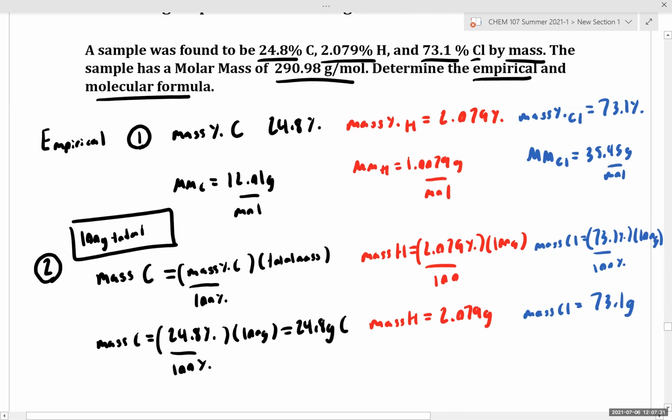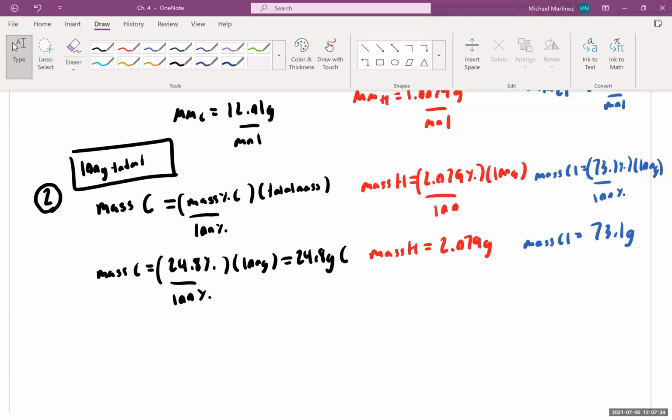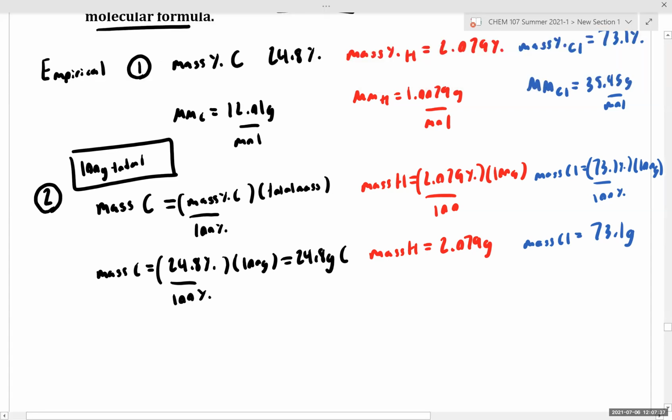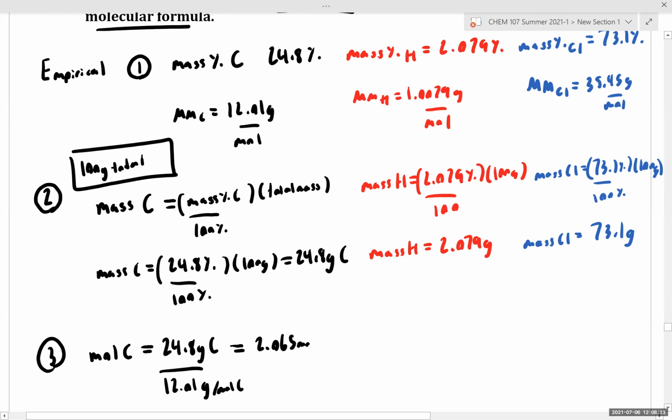So now that we have each of our masses, if we're looking for the empirical formula, we need the simplest mole ratio of elements. We want the simplest ratio of moles. So our next step is to calculate the moles. For the moles of carbon, we're going to take the mass of carbon over the molar mass. Punching this into our calculator, when we divide the mass by the molar mass, that in turn gives us 2.065 moles of carbon.